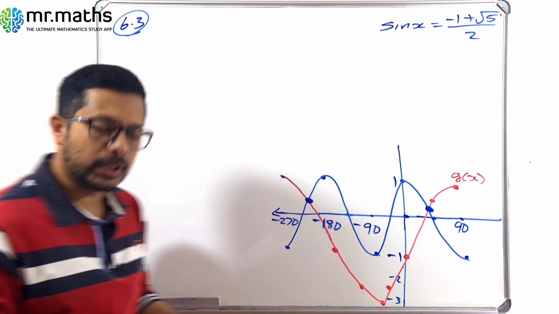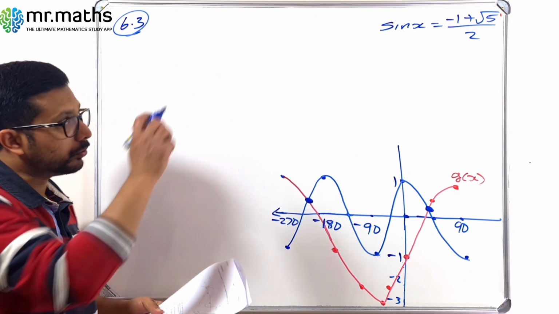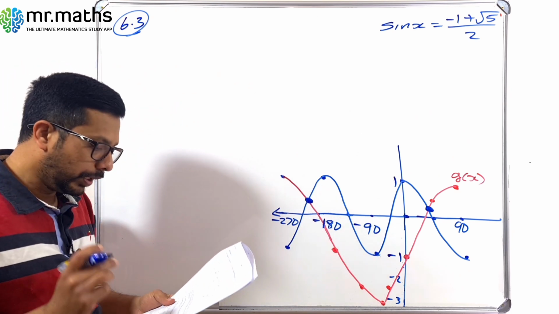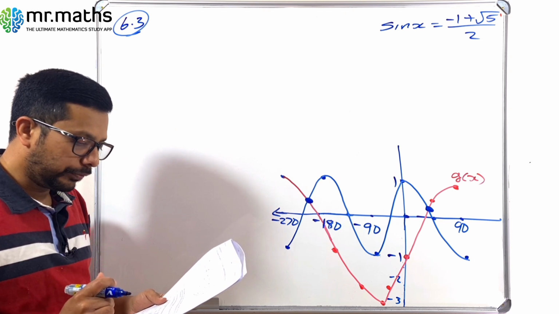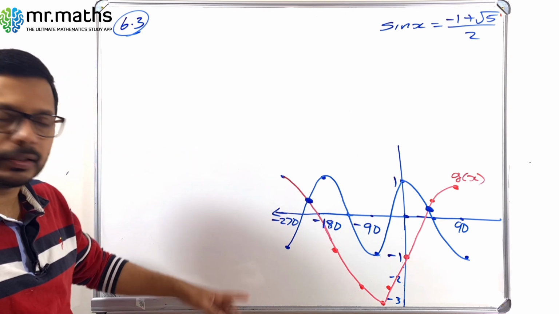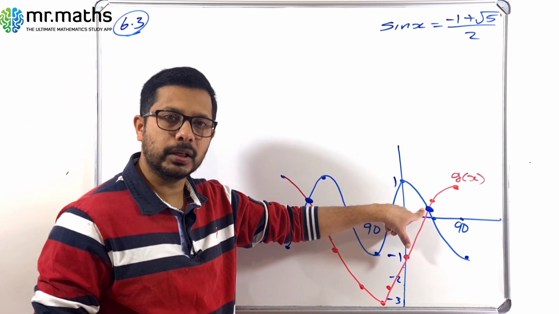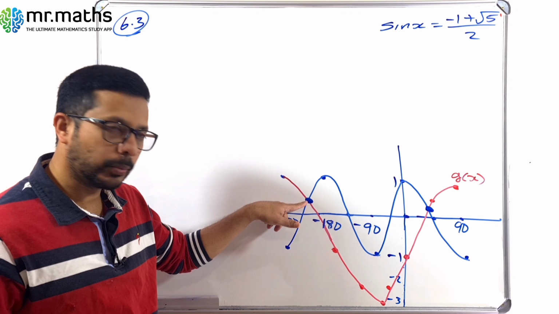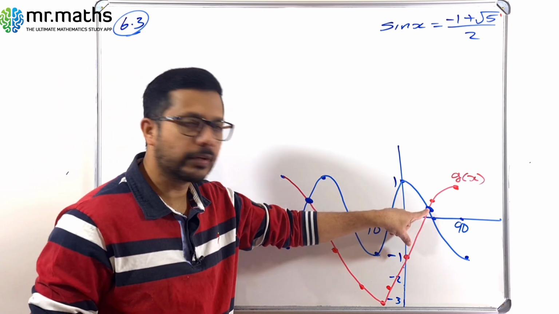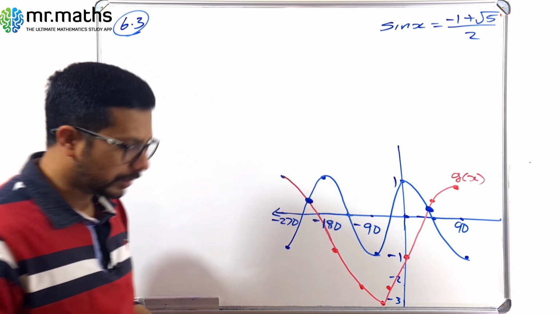Now here, what is this question? Hence calculate, that means you have to use that one. The coordinates of the point of intersection of the graph of f and g. So you have to find the coordinates of this point of intersection. What is the x and y value of this point of intersection? So that is this question.